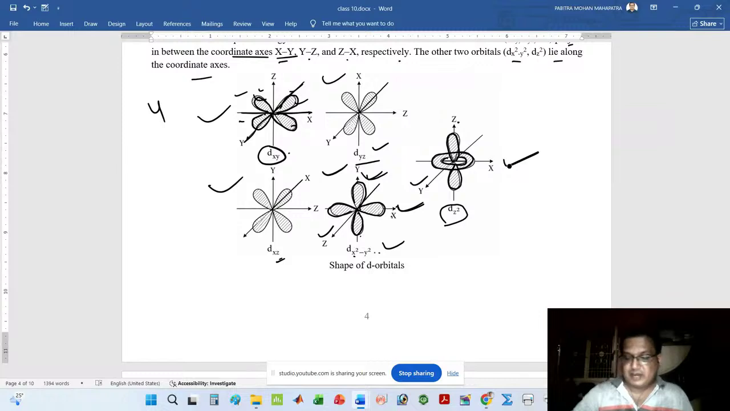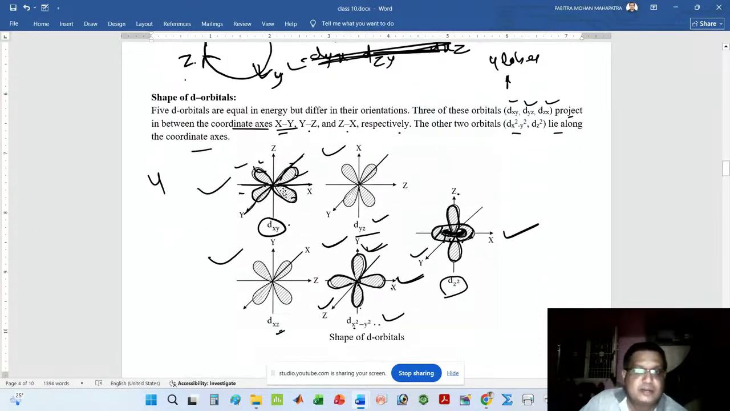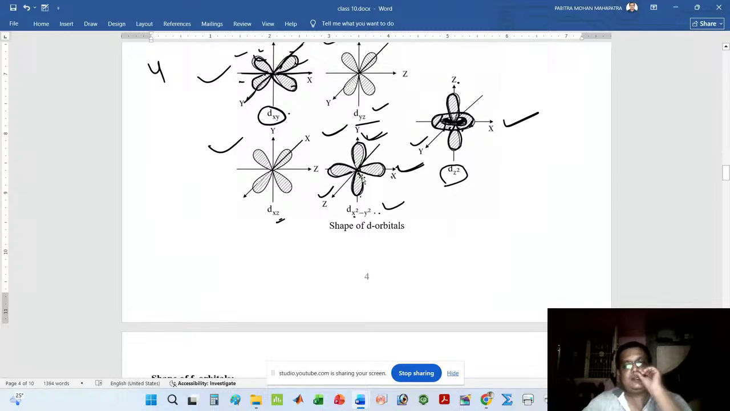In this ring, the probability of finding the electron is maximum. But if you think about this space, look at this space, here the probability of finding the electron is 0. Clear? These are the five d orbitals. Remember this shape.